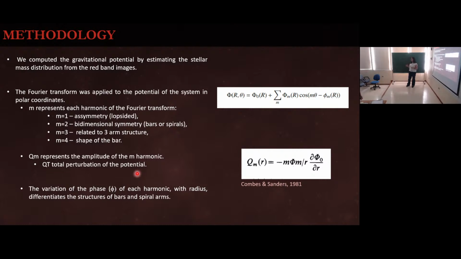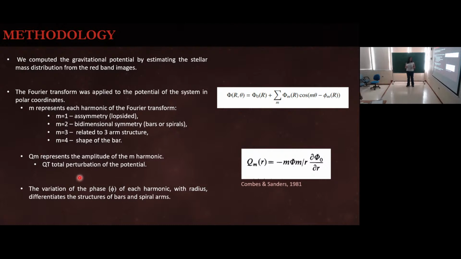When you have a very strong bar on the galaxy, where m equal 2 will be the main mode, then QT is equal to the strength of the bar. That's what they use to estimate the strength of the bar.